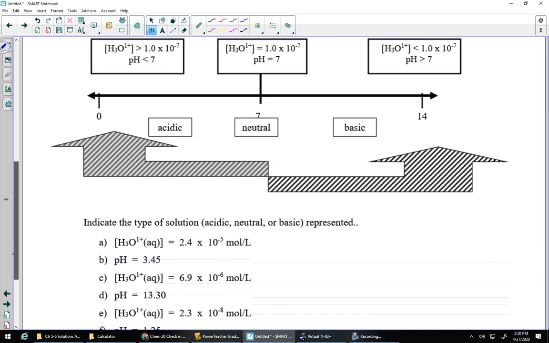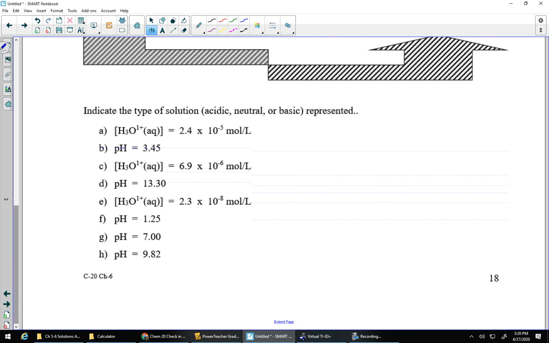One thing that I want you to look at, and I'll get you to put the video on pause for a second or two here, is these couple questions right here. We've talked about a couple different ways to identify whether something is acidic or basic. This is essentially what we're looking at. Can you identify if this is acidic, basic, or neutral based on pH and concentration of hydronium ion?